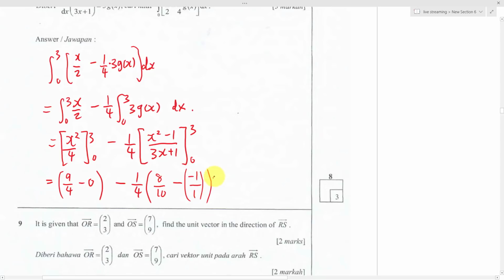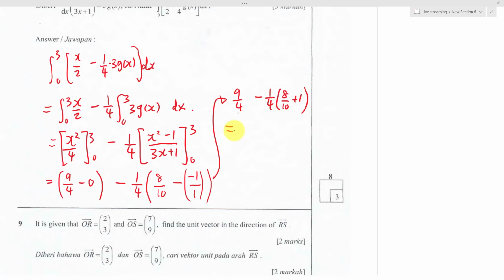Just type everything in the calculator. 9 over 4 minus 1 over 4 times 8 over 10 plus 1. Let the calculator do the work; I'm lazy to use my brain. This is 18 over 10, isn't it? So you get 9 over 5 as your final answer.